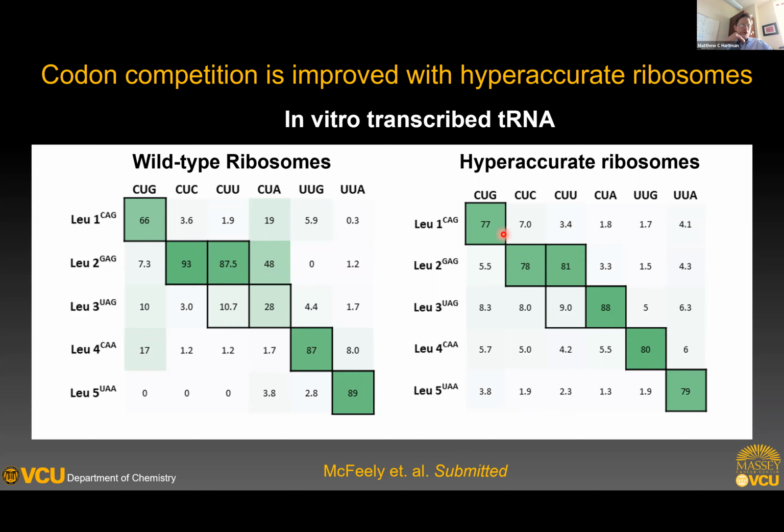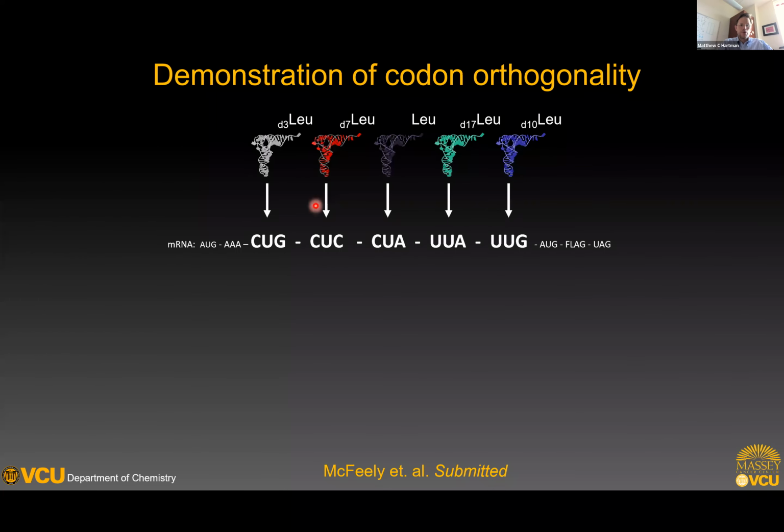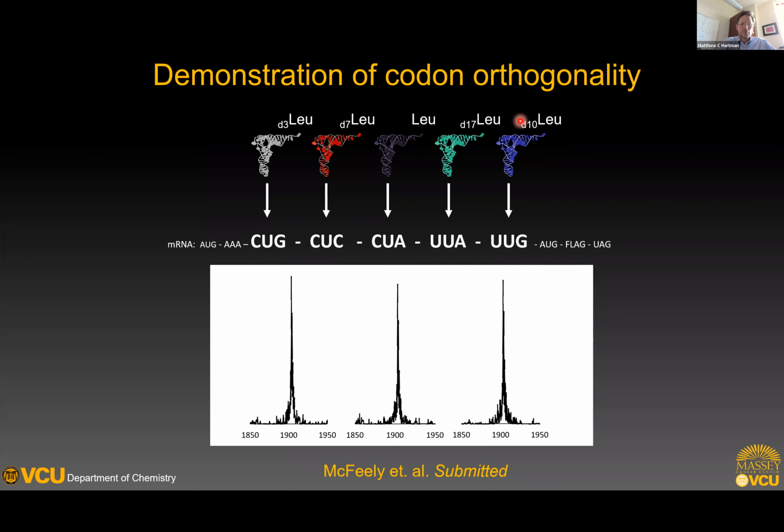And so now we wanted to see, since we have these new rules showing that we have a predominant tRNA for each of these 5 leucine codons, what can we do with them? Well, we created a single template that has 5 of the 6 leucine codons. We do a translation reaction. And the question is, do we get lots of peaks corresponding to these deuterated leucines, or do we get a single peak? And this is what our translations look like.